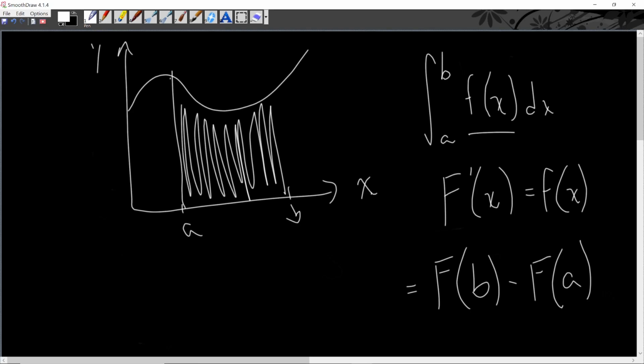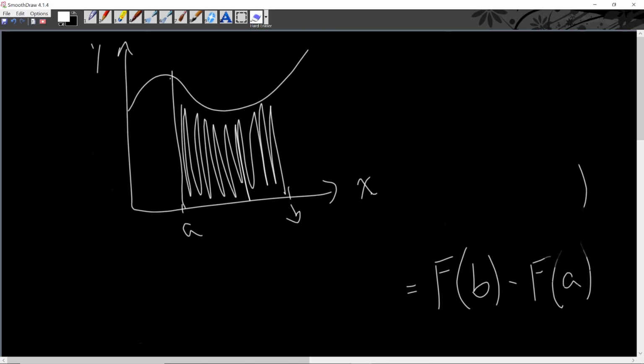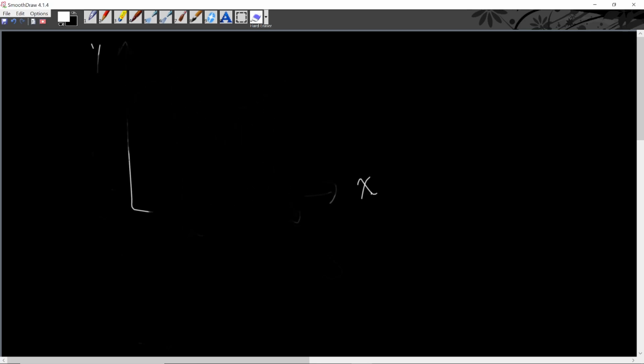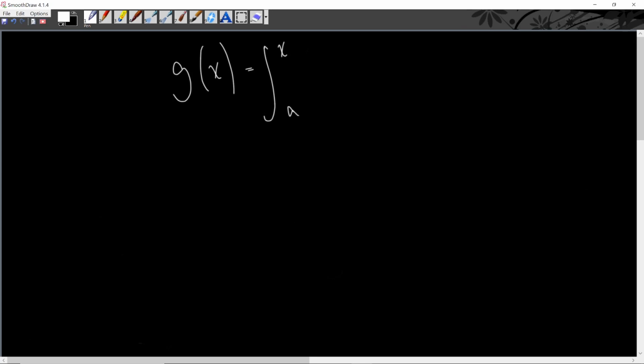And to fully illustrate this idea, I'm going to show a quick little proof of it. Now, this one might be a little bit complicated, with a lot of notation, because this is just an extension of the fundamental theorem of calculus. So let's let g of x be the integral from a to x of f of t dt.